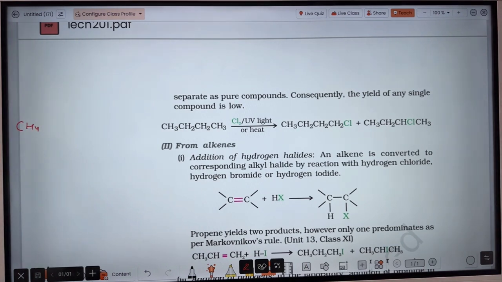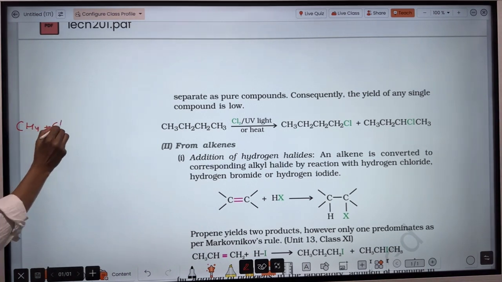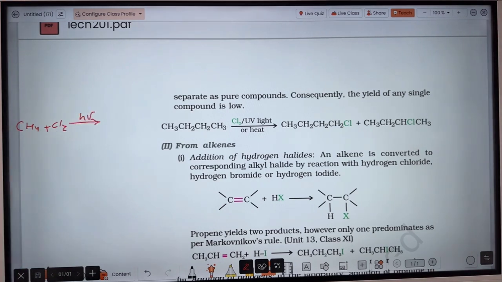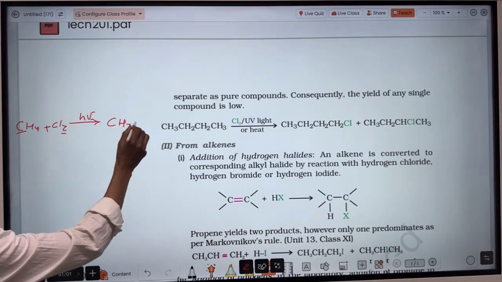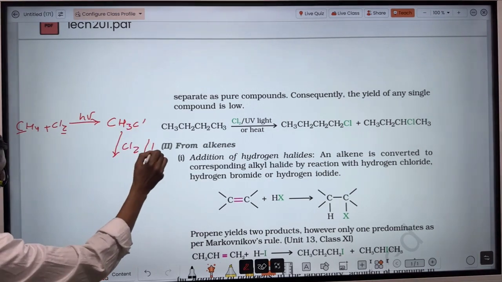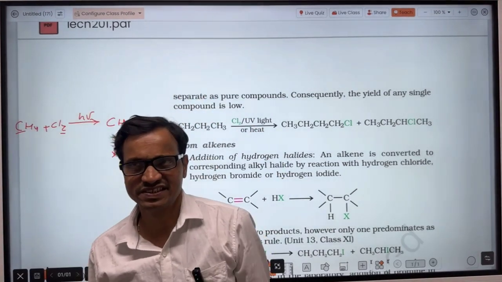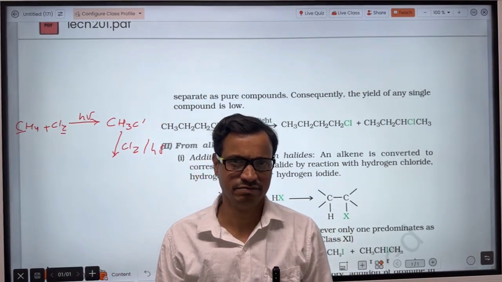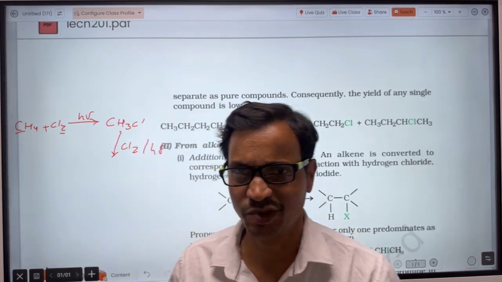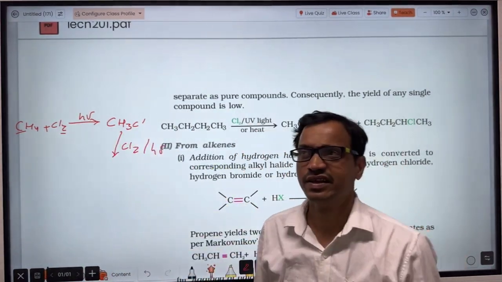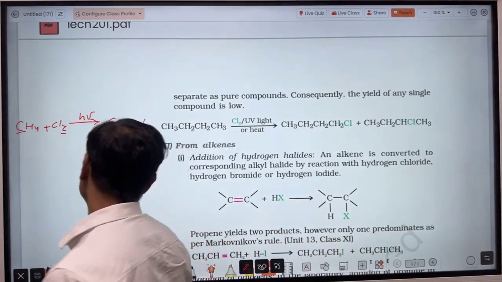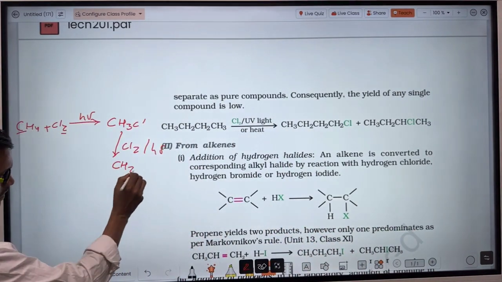Firstly, I am telling you in the simplified form: methane reacts with halogen in presence of light. h nu means light, h is Planck's constant, nu is frequency. So what happens? Halogen combines with carbon, so that becomes CH3Cl. Then again halogen will react in presence of sunlight with CH3Cl. That means some of the CH3Cl molecules will not react, and some will again react with chlorine in presence of light, and there will be formation of CH2Cl2.